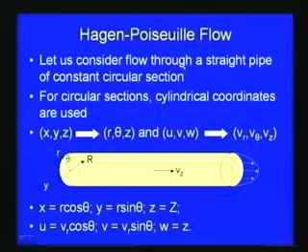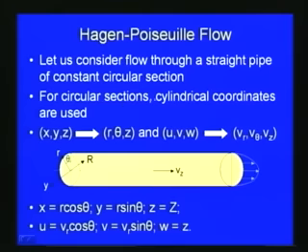First, we will see the case of pipe flow, the steady state flow in pipes. This case is called Hagen-Poiseuille flow. Let us consider the flow through a straight pipe of constant circular section. Here we can see a pipe section. This is a long pipe and the radius is R, capital R.